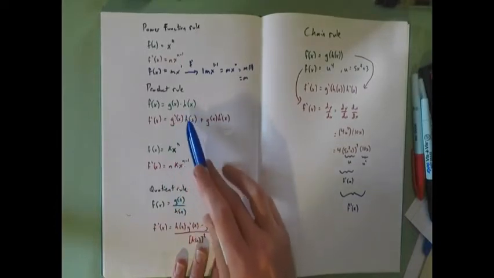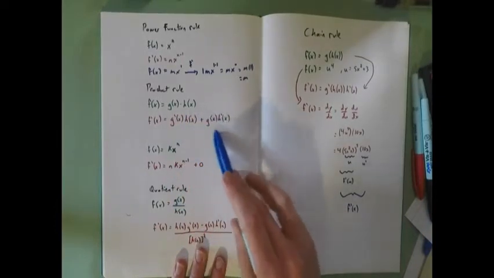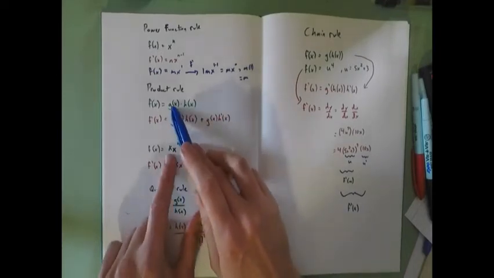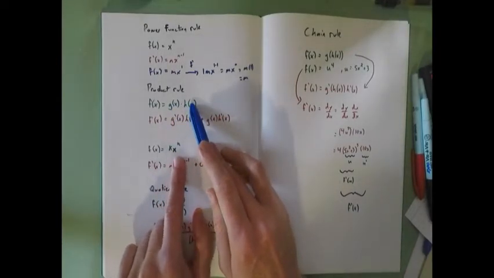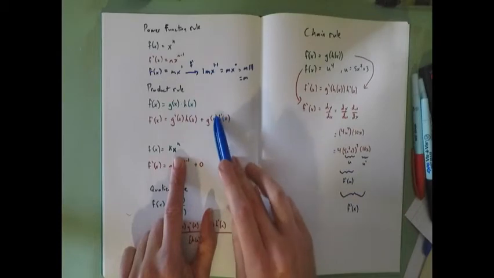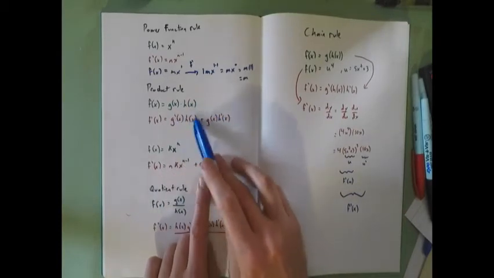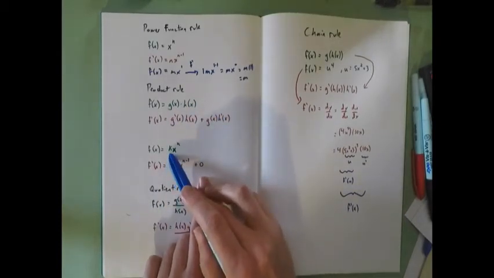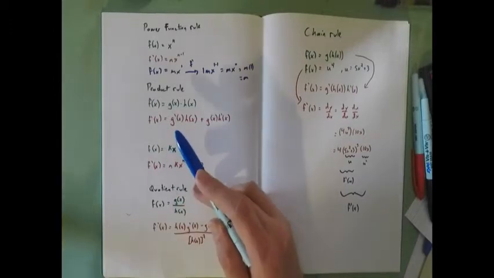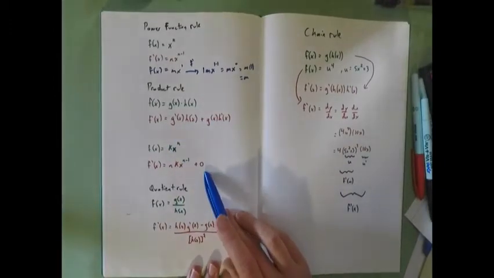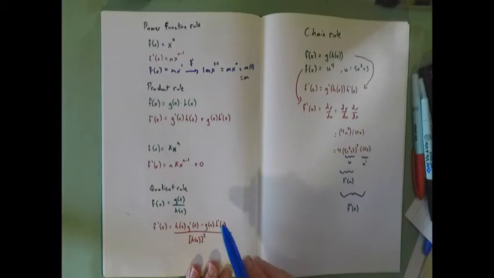That's the same as this part, if we think of g of x as k and h of x as x to the n. We're getting this part here, and then we're adding the derivative with respect to k, which is just 0. So plus 0, and we don't even have to do the math at that point.